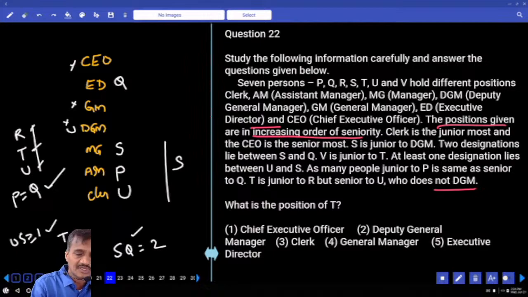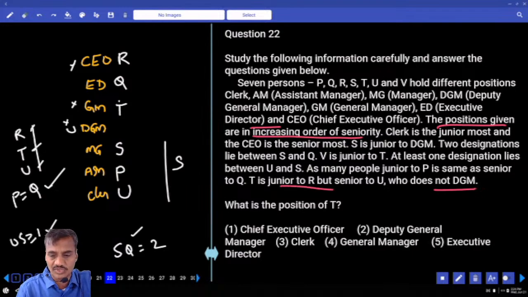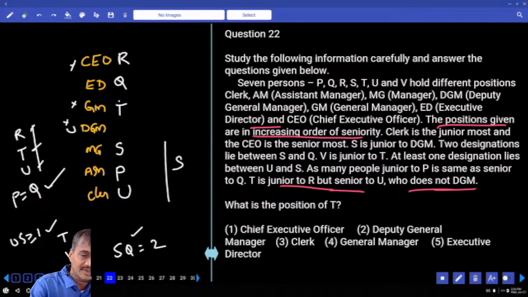Now Q is here, and in between U and S, we need to have greater than or equal to 1 person. Then who is the other person here? R and T, R and T. Then R and T were like this. Then P and Q, and T is junior to R but senior to U. R, T and U. U is not a DGM. Then tell me who is the other person left over? V. And V must be this DGM. Clear? And this is about 22 to 26.